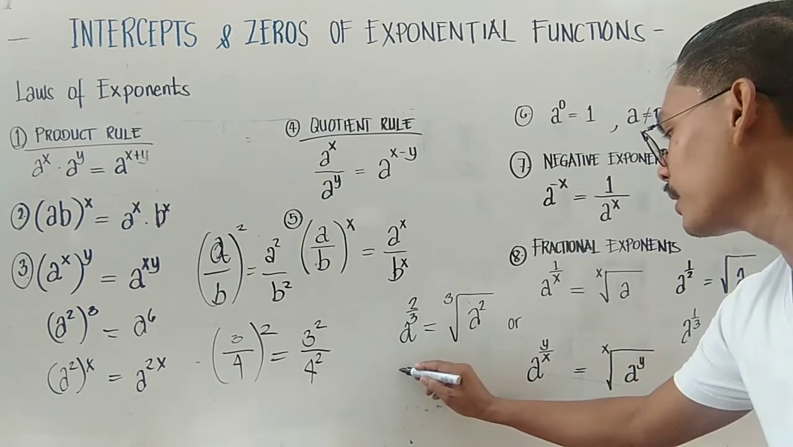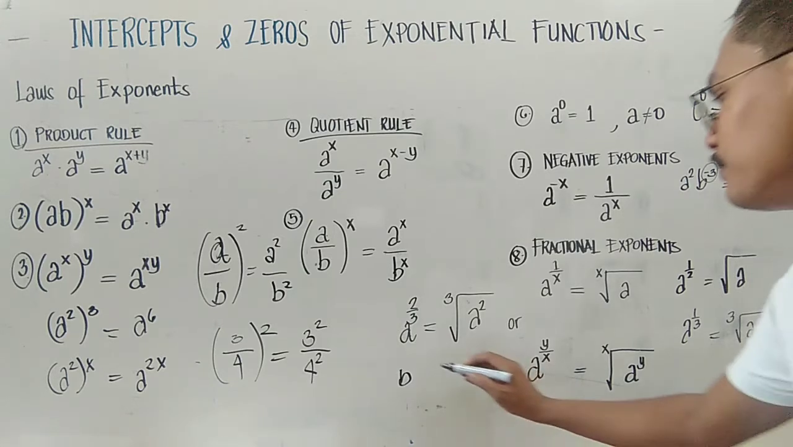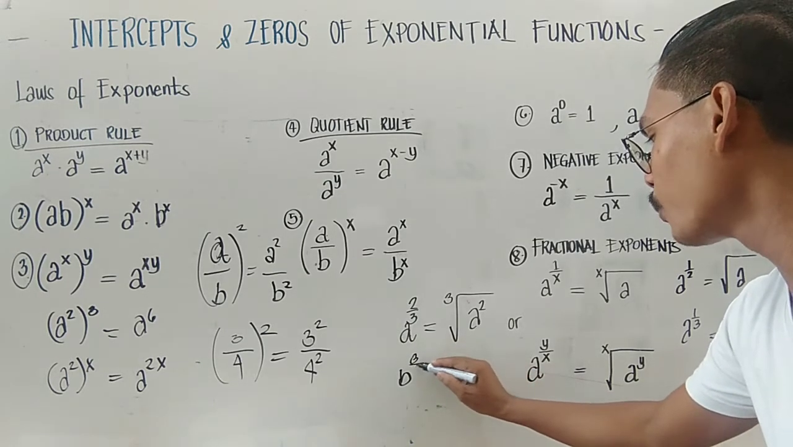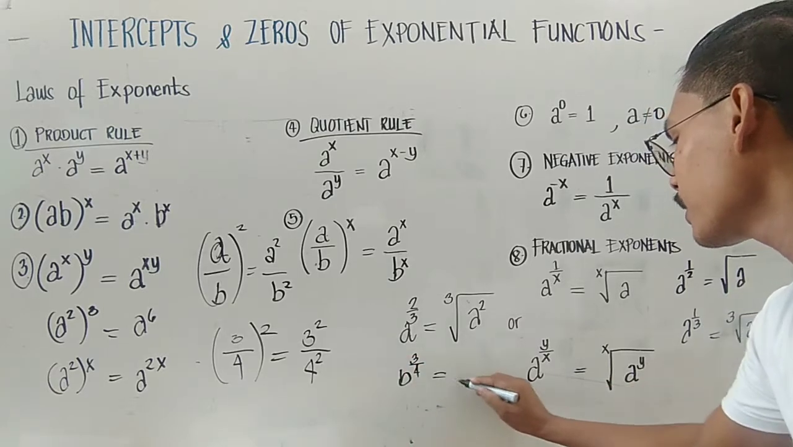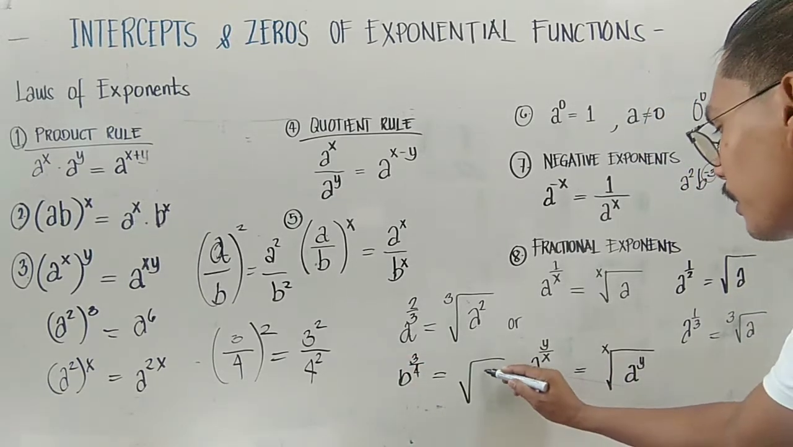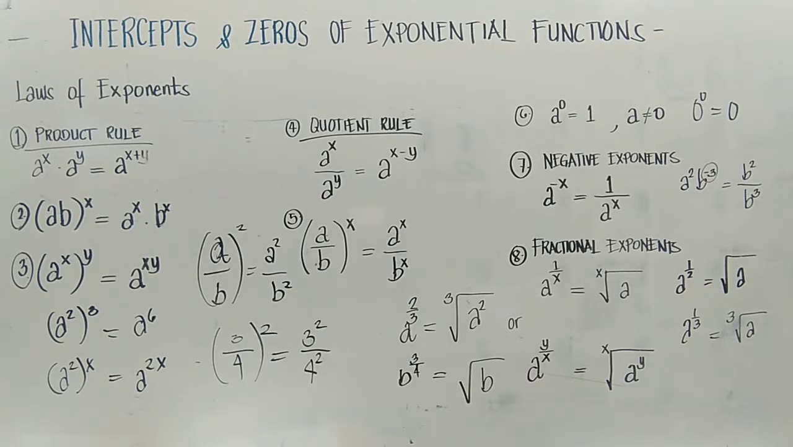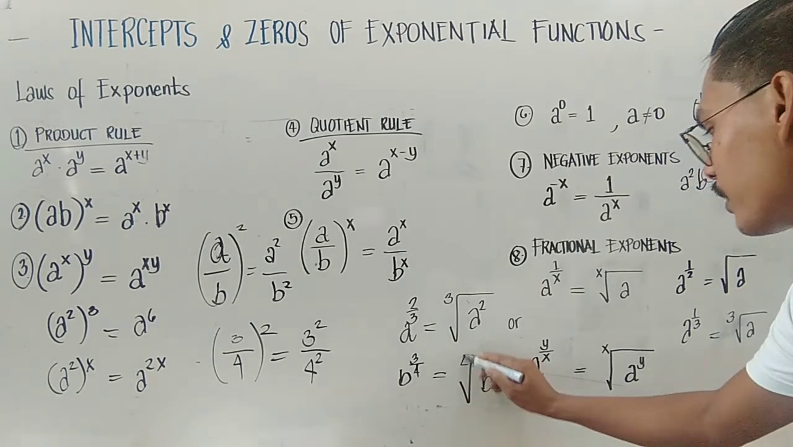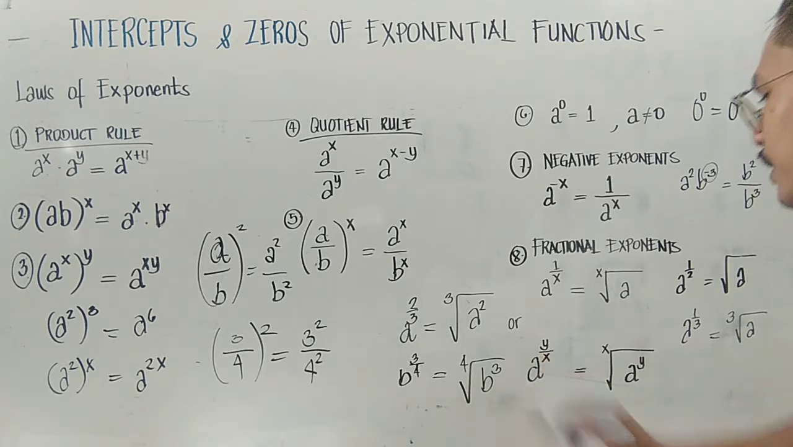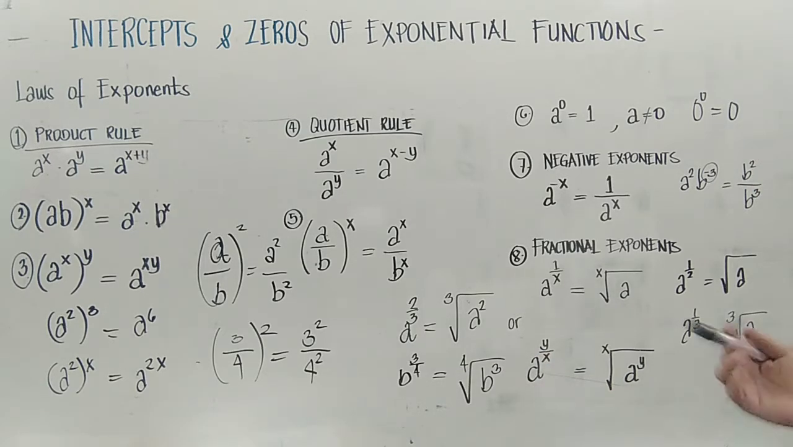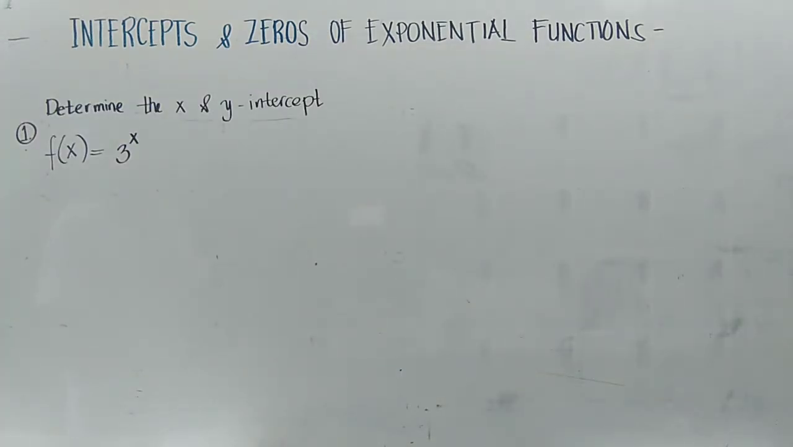Last example, we have b raised to 3/4. That will be equal to b inside the radical symbol, 4 in the index, and 3 written as the exponent of b. So that is just a review of the laws of exponents, and we will now proceed to computing the intercepts and zeros of exponential functions. On the board, we have f of x equals 3 raised to x, and we have to determine the x and y-intercept.